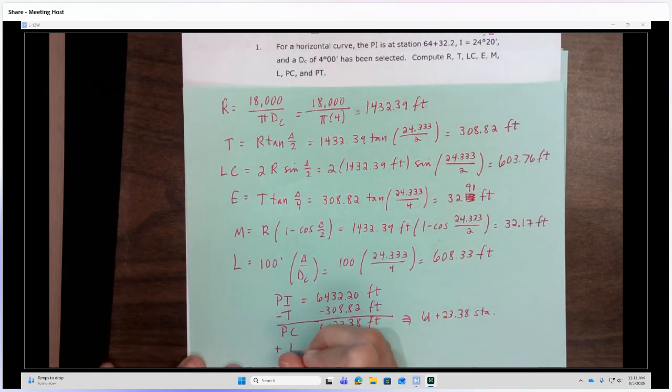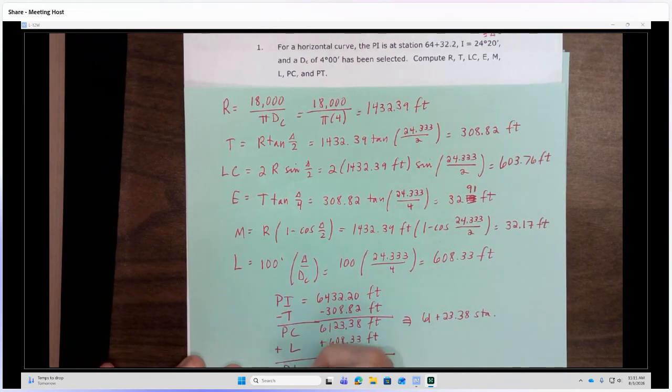And then to get from the PC to the PT, I'll go along the length of the curve, which I've already found up here, to be 608.33 feet. And so that gets me to a PT of 6,731.71 feet, or in stations, 67 plus 31.71.